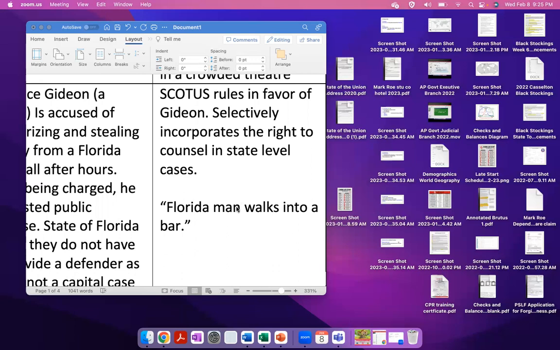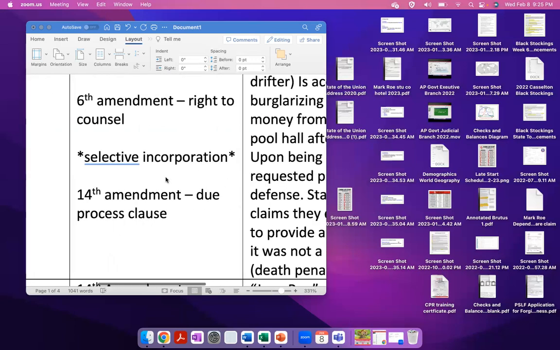Again, Florida man walks into a bar. This is a selective incorporation case, applying that Sixth Amendment protection back to the states. Understand, again, civil liberties here, Bill of Rights, civil liberties, 14th Amendment due process clause. That's what's used for selective incorporation, saying that if we did not give the Florida man his attorney, we would be violating his due process of law guaranteed by the 14th Amendment as a citizen of the United States.